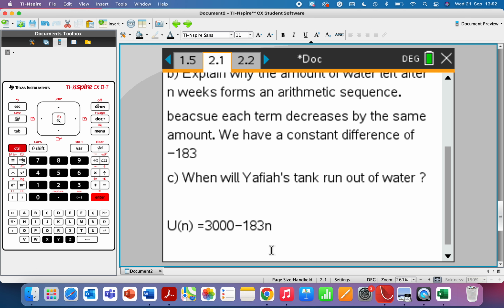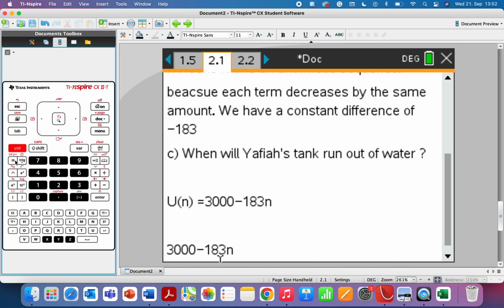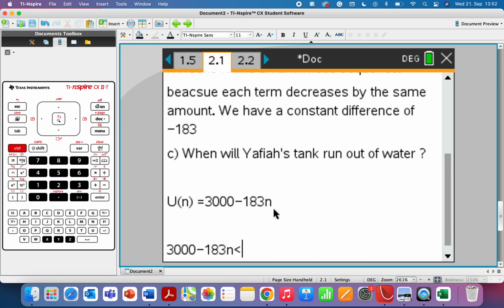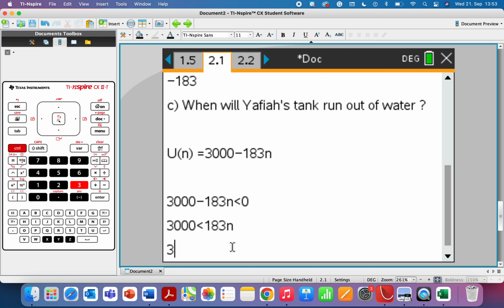And we actually want to solve when is 3,000 minus 183 times n, when does the amount of water left in the tank become less than 0? So we're actually solving this inequality. So we could add 183n to both sides. So that's 3,000 is less than 183n. So therefore 3,000 divided by 183 would be less than n.